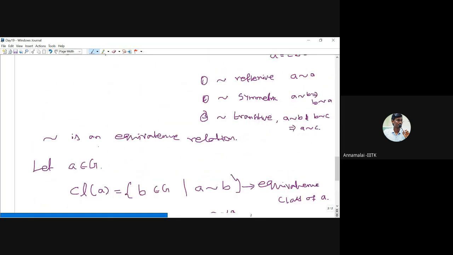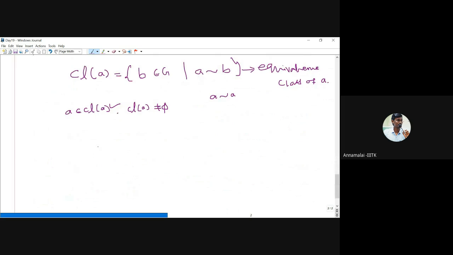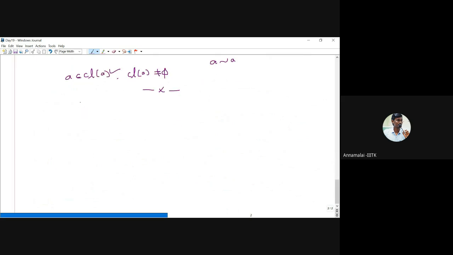Once we have a relation on a set X, in general, what is an equivalence relation? Suppose X is a non-empty set, and suppose we have a relation delta which is an equivalence relation. Equivalence relation means it satisfies reflexive, transitive, and symmetric. So it's an equivalence relation on the set X.